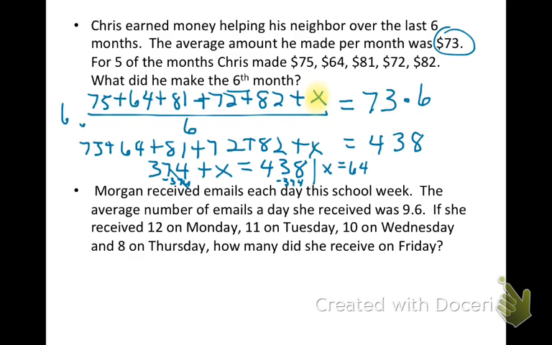So x equals 64. So $64 is the amount that Chris made in the 6th month.